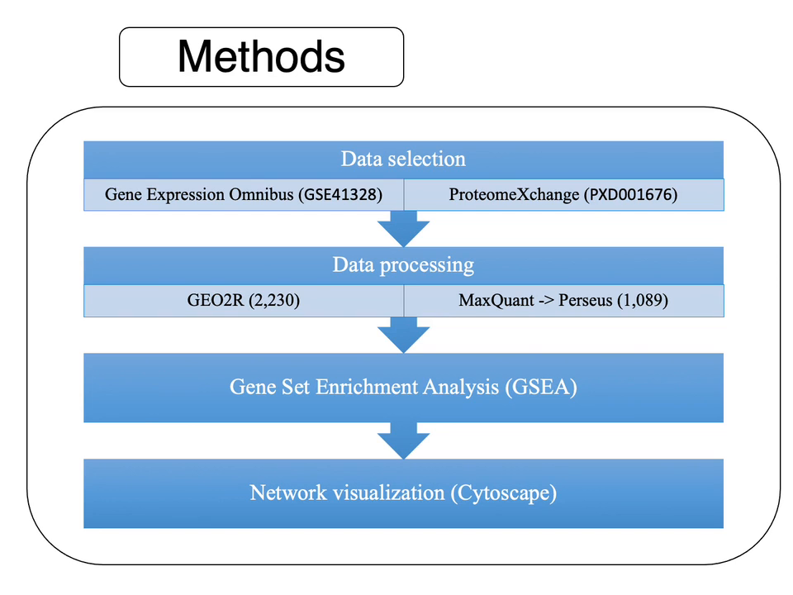This diagram shows the outline of how we conduct our integrated analysis. We start by selecting data of transcriptomics from Gene Expression Omnibus and proteomics from the ProteomeXchange public data repository with its data accession number stated in the bracket. Then we process the data.